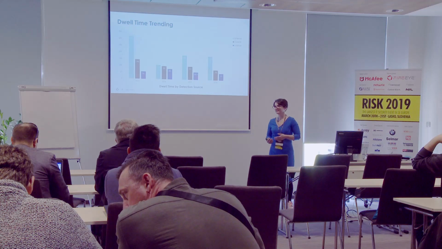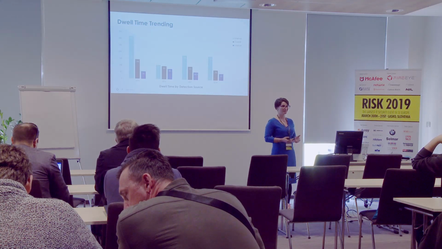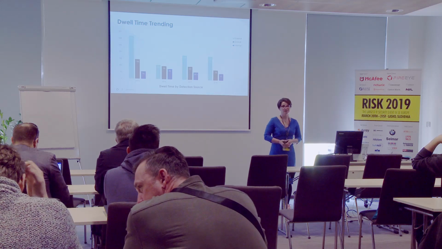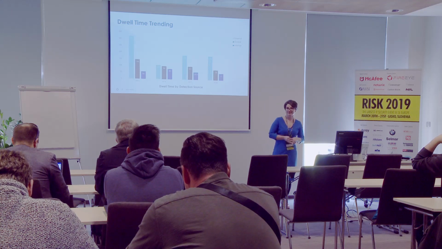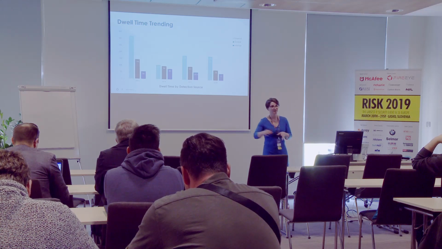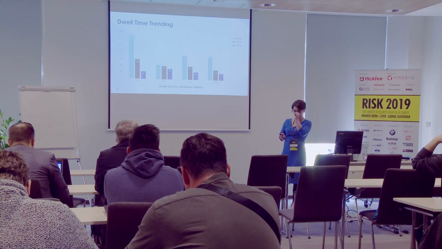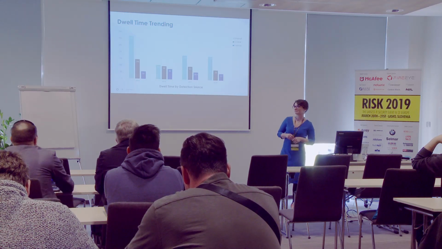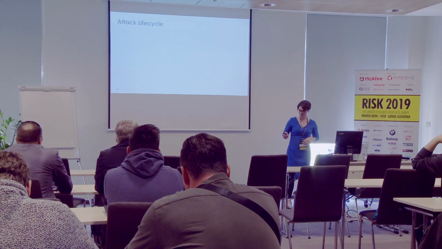While the trend is good, so the time spent by the attackers in the victim organization until they are detected decreased, it's still a lot of time. It's more than 2 months in which the attacker is around the network and they are going towards their objectives. So how are the attackers doing this?